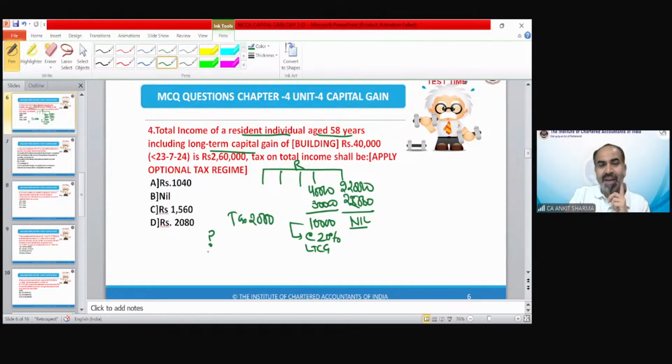So what is the correct answer? After this tax of 2,000, what is the next step we have to calculate? Ishan is saying 2080. Okay. Anyone else? Tanu is saying nil. Okay. Why nil, Tanu? Why is it nil?